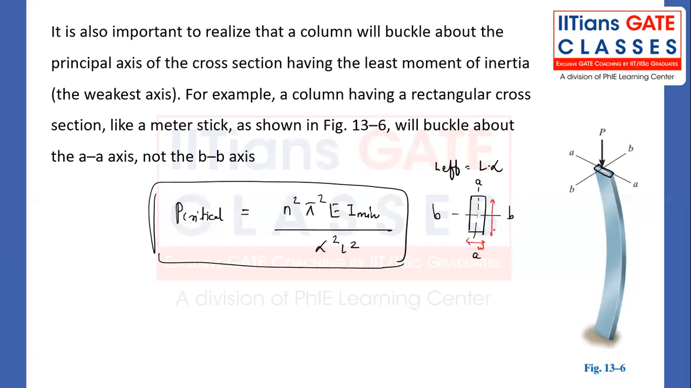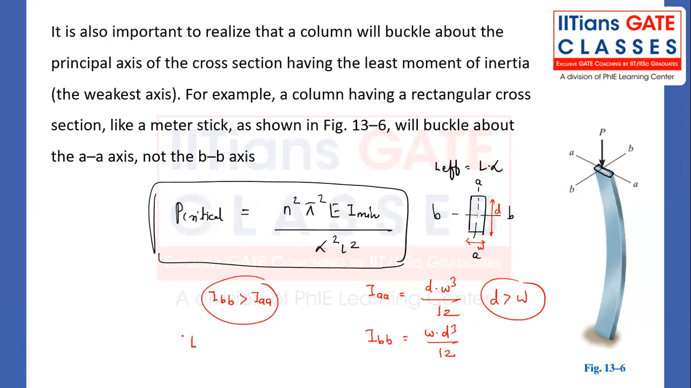So if I take the moment of inertia about AA, what you are observing is D into W cubed divided by 12. And if I take the moment of inertia about BB, you are observing that it will be W into D cubed divided by 12. D is more than W. So what you are observing, my dear friend? You are observing that IBB is more than IAA. So what is the least moment of inertia? The least moment of inertia will be IAA.